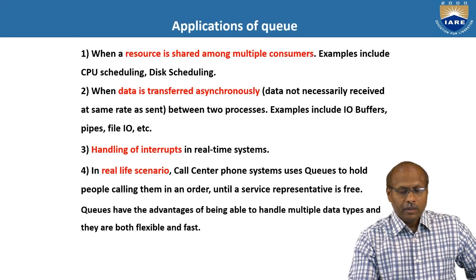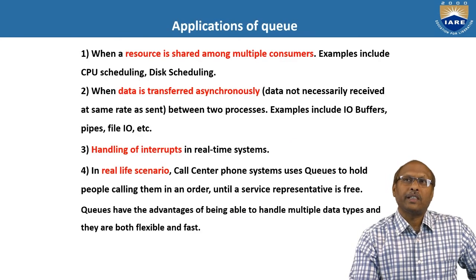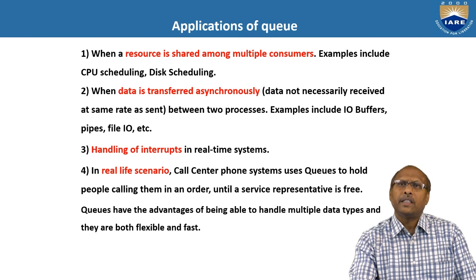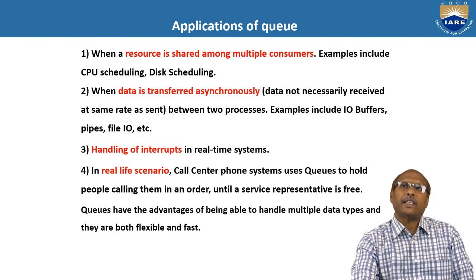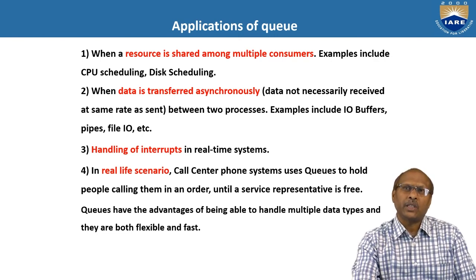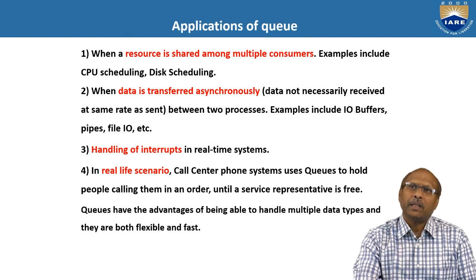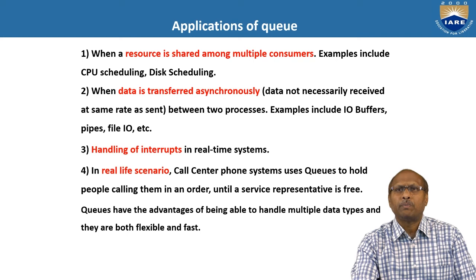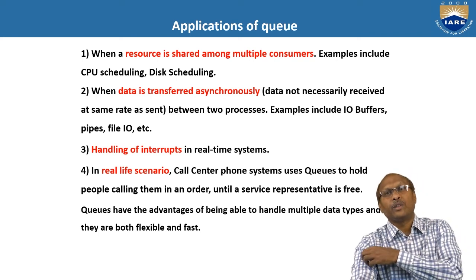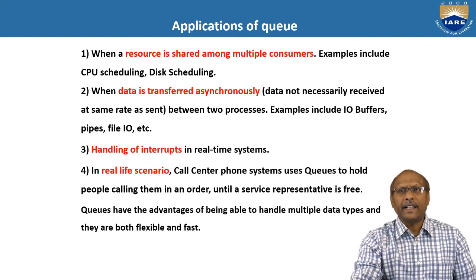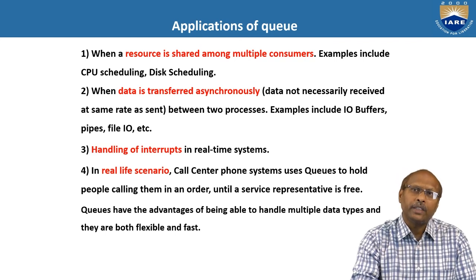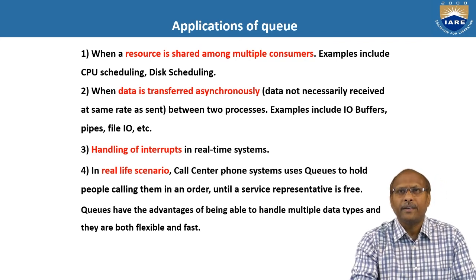Okay. Now the applications of the queue. When a resource is shared among multiple consumers, as in CPU scheduling or disk scheduling, it internally uses a queue. Second case, whenever data is transferred asynchronously, such as IO buffers, pipes, files, etc., there it also uses queues. Similarly, handling interrupts in a real-time system. Multiple interrupts are coming, so those also use a queue internally.